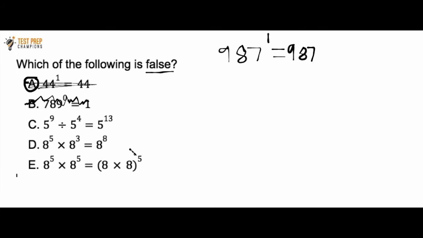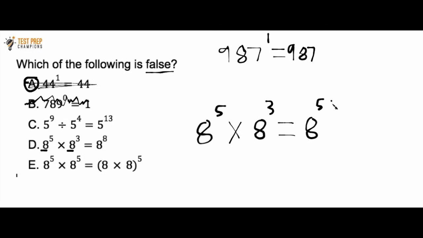Let's look at D here. Okay, so if we have two of the same bases, what we can do is we can add the exponents. So 8 raised to the 5th power times 8 raised to the 3rd power. Since the bases are the same, really this is the same as doing 8 raised to the 5 plus 3, which is equal to 8 raised to the 8th power. Okay, so what I want you to remember is that if the bases are the same and you're multiplying, you just have to add the exponents up.